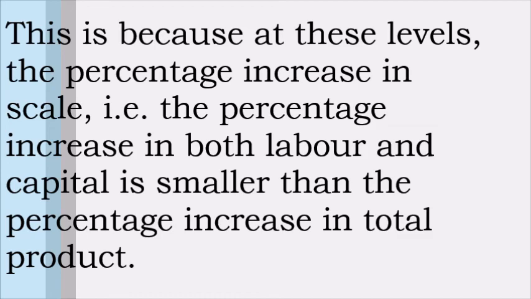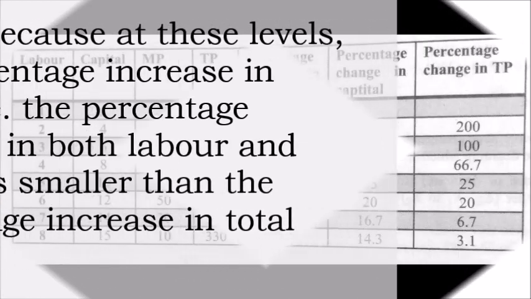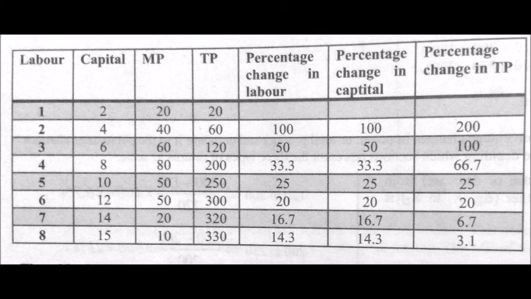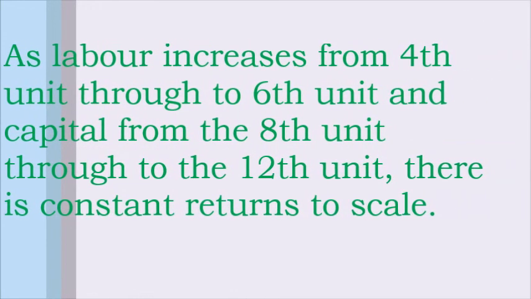Now, for instance, look at the graph. As labor increases from 1 to 2, you see it is 100%. And capital also increases from 2 to 4, that is also 100%. Now, total product increases from 20 to 60, that is 200%. So the percentage increase in output is greater than the percentage increase in both labor and capital. That's the scale.